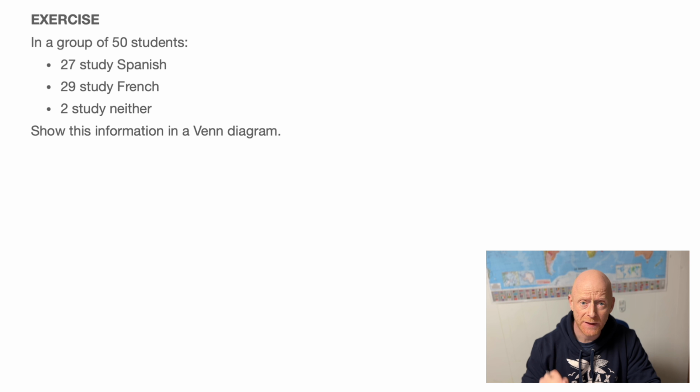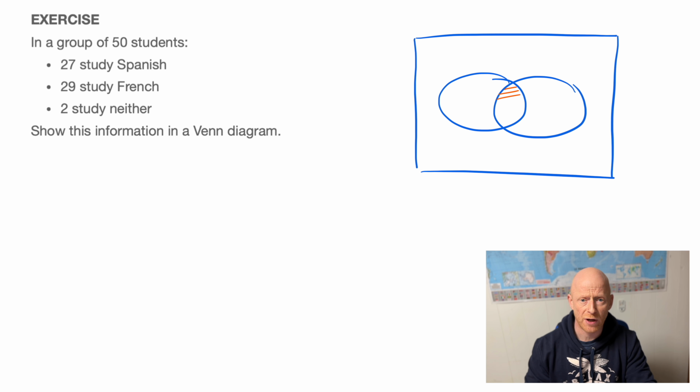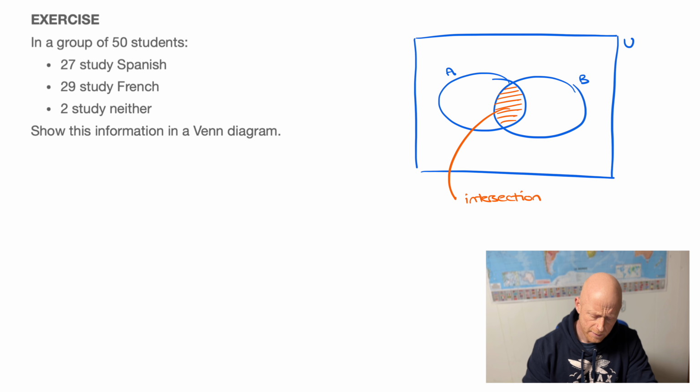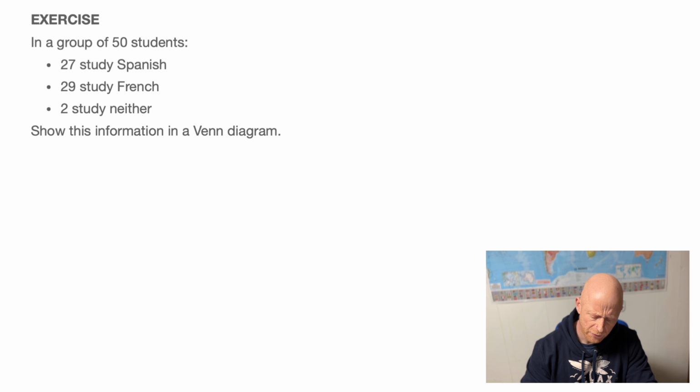Hi everyone, in this video we'll be learning about an important result that we need to know when studying Venn diagrams. More specifically, what we'll learn about here involves the overlap region, or simply the intersection, of two sets in a Venn diagram. And to learn about this result, we're going to be working through the example that we see here, in which we're told, in a group of 50 students, 27 study Spanish, 29 study French, and 2 study neither. We're then told to show this information in a Venn diagram.